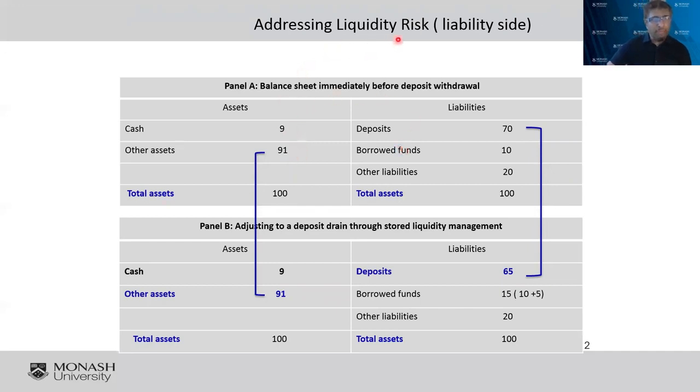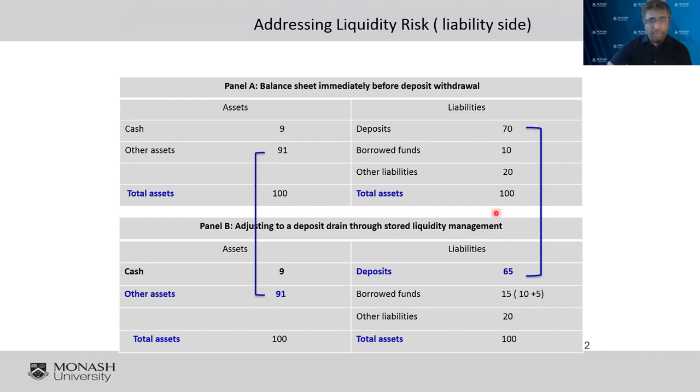We have addressing liquidity risk from the liability side, which means now I have this 70, and this 70 actually dropped to 65 because of withdrawals. I don't touch the asset side. I keep it as it is. I go and touch the liability side, which means I go and borrow. So the borrowed funds, it was 10, now it becomes 15 because I borrowed 5.